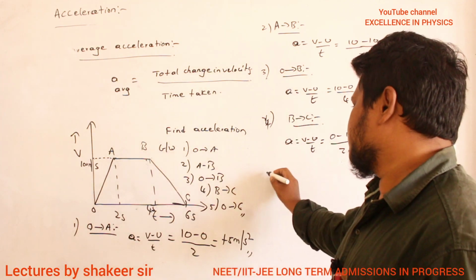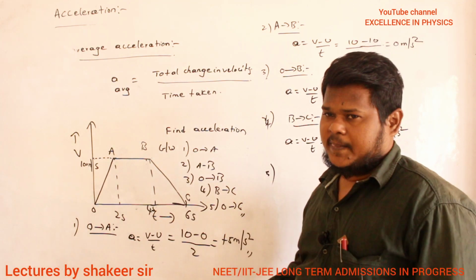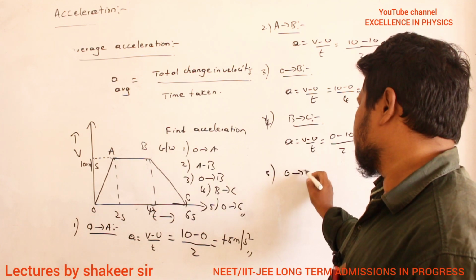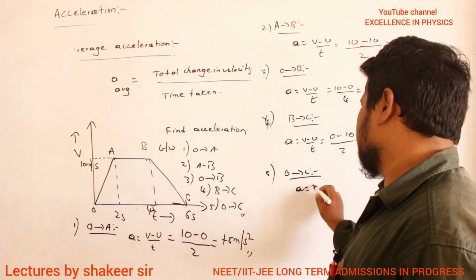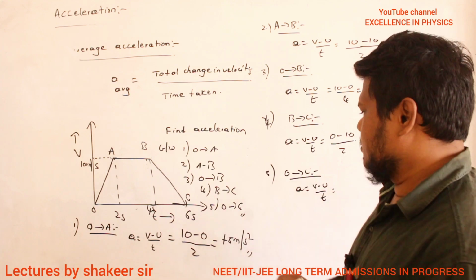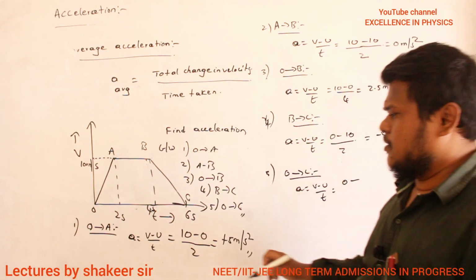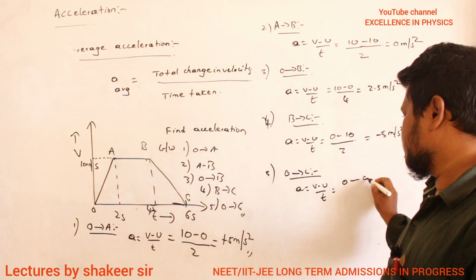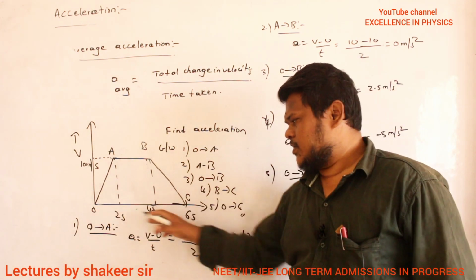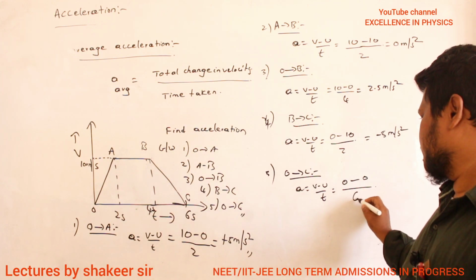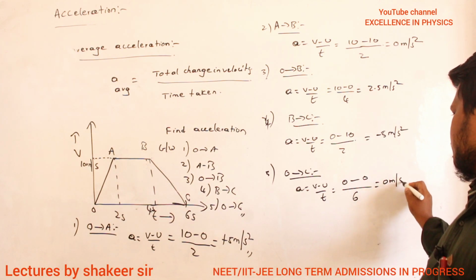Next, last one, O to C. So again, what is the acceleration? v minus u divided by t. What is the final velocity at C? 0. Initial velocity? Initial velocity is also 0. And what is the time taken? From O to C, total time taken is 6 seconds. So therefore acceleration is 0 meter per second square.